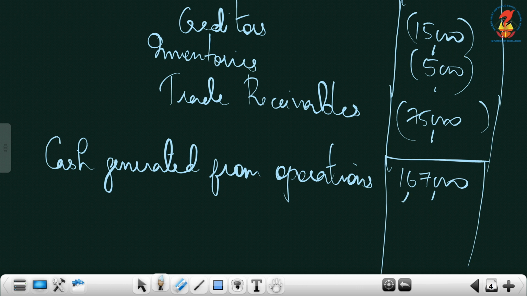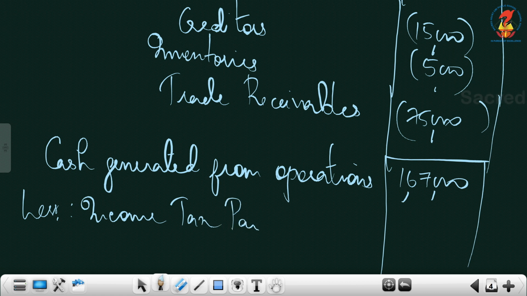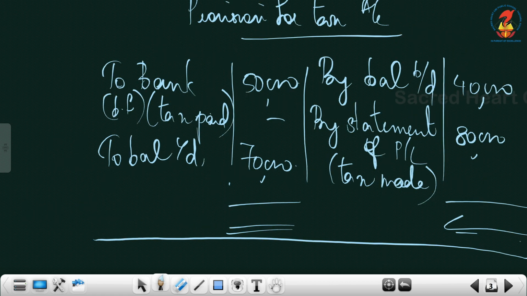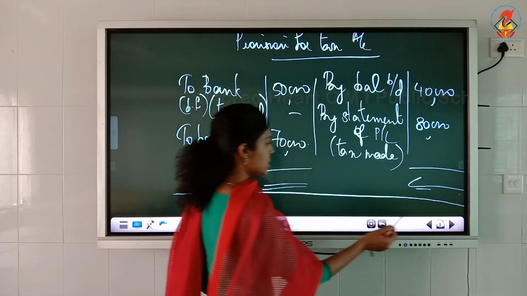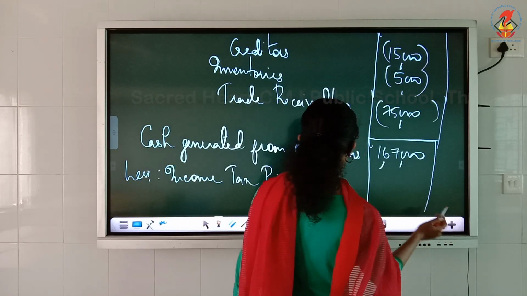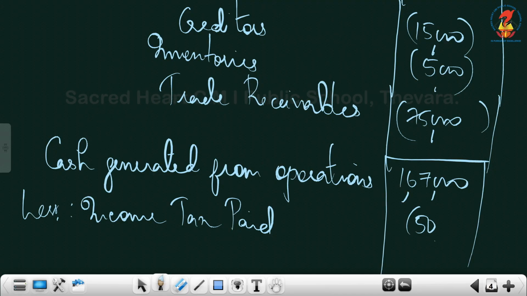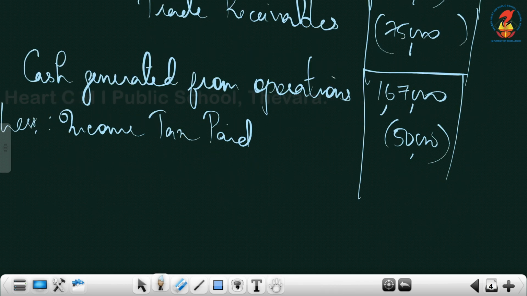From that we should deduct something, just see your format, there is something like income tax paid. From where will you get this income tax paid? I already explained when we discussed the provision for tax. This paid figure of 50,000 will come here. So less income tax paid 50,000. Okay.